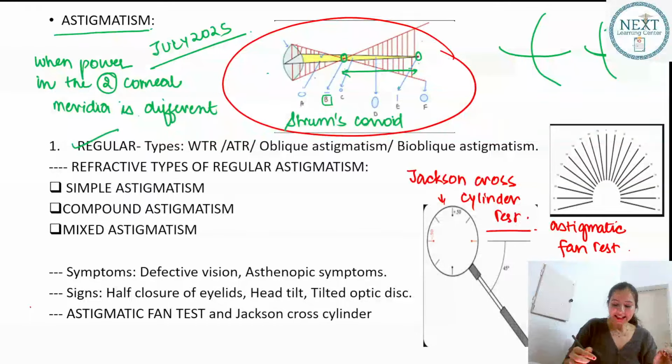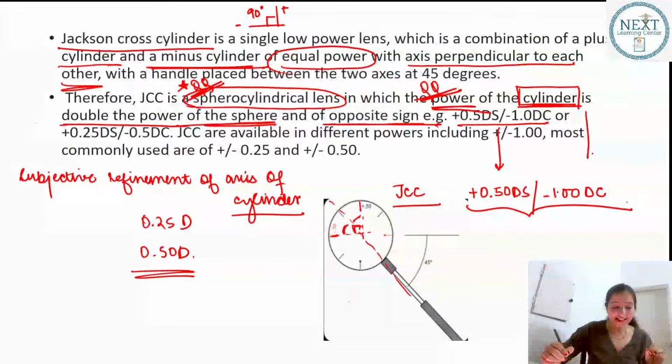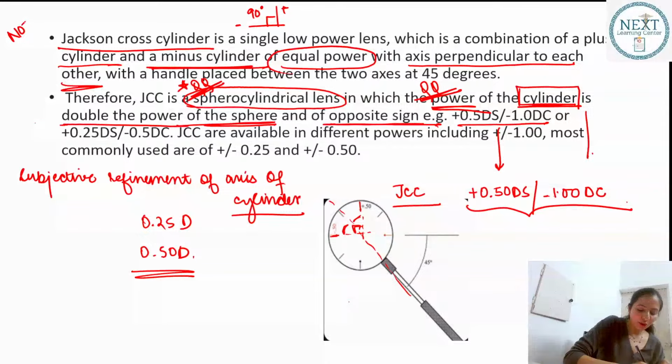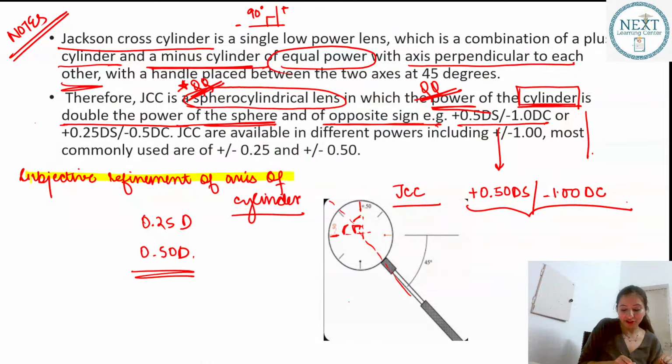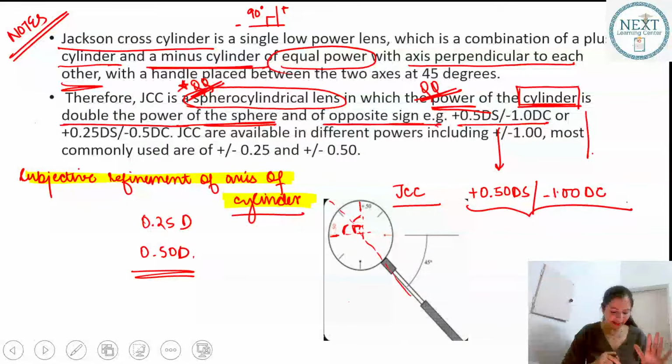This is a slide from your Maha revision in which I have taught you this Jackson cross cylinder and astigmatic fan test, and this is a slide from your notes in which I have written the same point, that it is used for subjective refinement of the axis of cylinder. So everything has been taught to you that you have got in the exams.